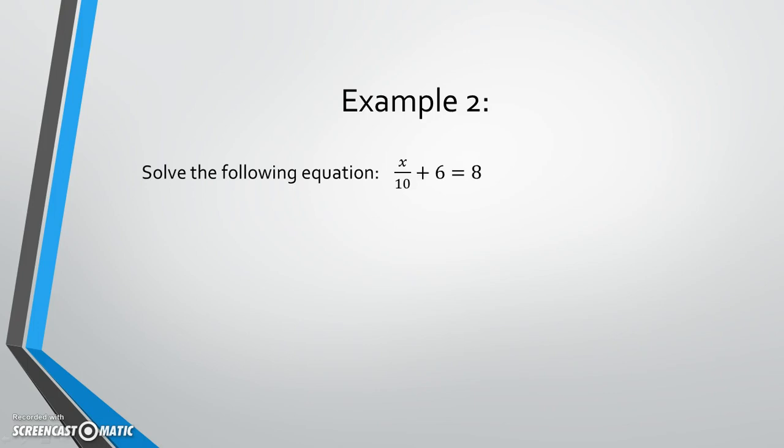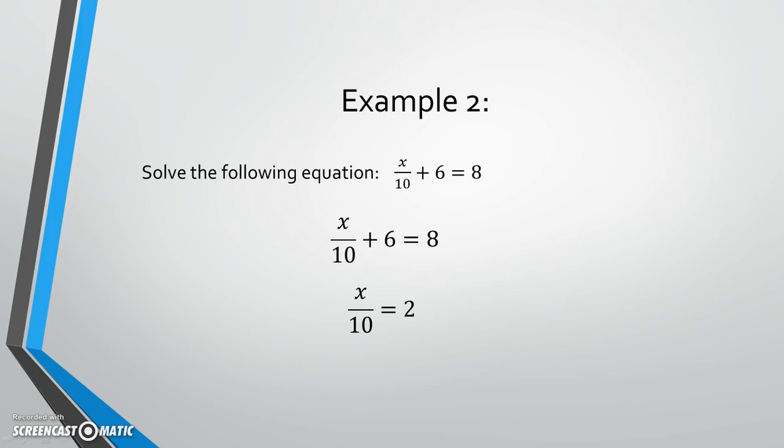Example 2, this time we have a fraction bar. We have division in there. So it's going to be very similar to the last one. We can't distribute. We skip the combine like terms. So we're going straight into inverse operations. We need to get rid of that plus 6. To get rid of plus 6, we subtract 6 from both sides and we get 2.